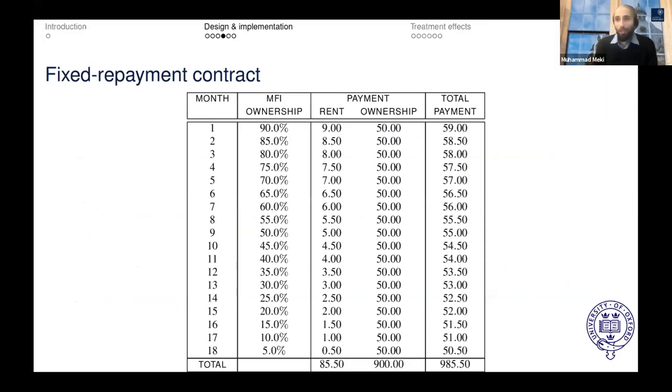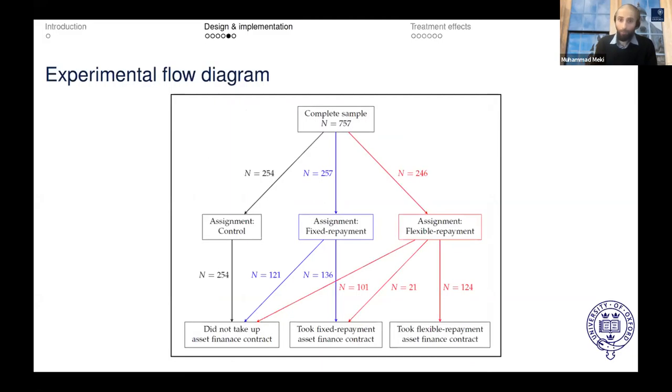This is a table which illustrates an example of an asset that costs $1,000. As mentioned, the client initially purchases 10% and the MFI purchases 90%. Every month, the client is required to purchase 5% of the ownership share so that they own the asset completely at the end of the 18 months. This is $50 in this particular case. Every month, there's also a rental payment based on the proportional ownership shares. So in the first month, the MFI owns 90% and so the rent is $9. That decreases over time as the client owns more of the asset. We also have a flexible repayment contract where they can purchase the asset quicker if they so choose.